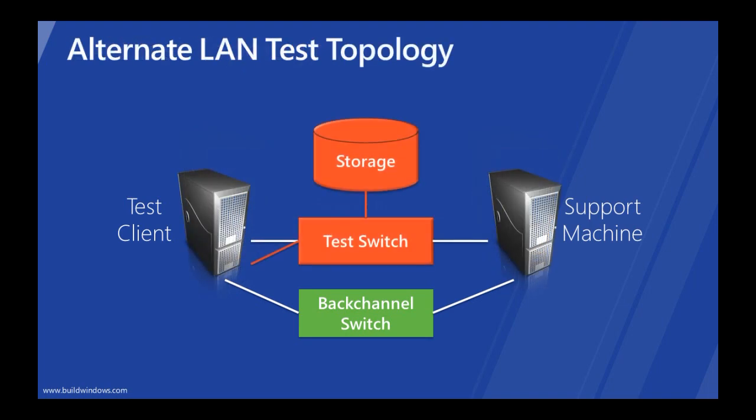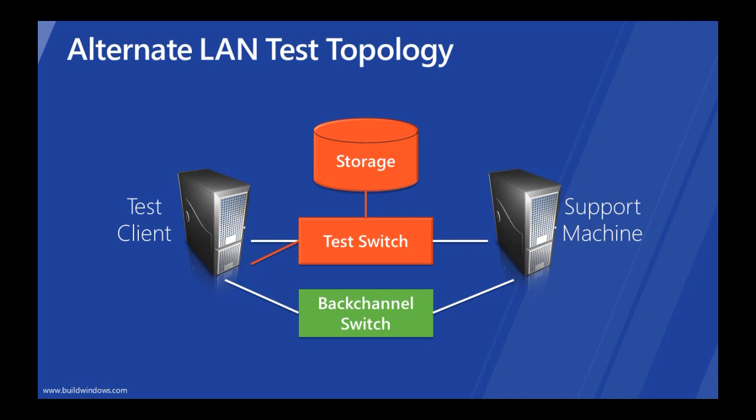Now there's an alternate LAN test topology, and this isn't required for everybody. I've highlighted the changes in red from the previous screen. Now first you'll notice that a test switch was introduced. We added more links and more adapters to this test. Therefore, we needed a switch. A back-to-back connection wasn't possible.